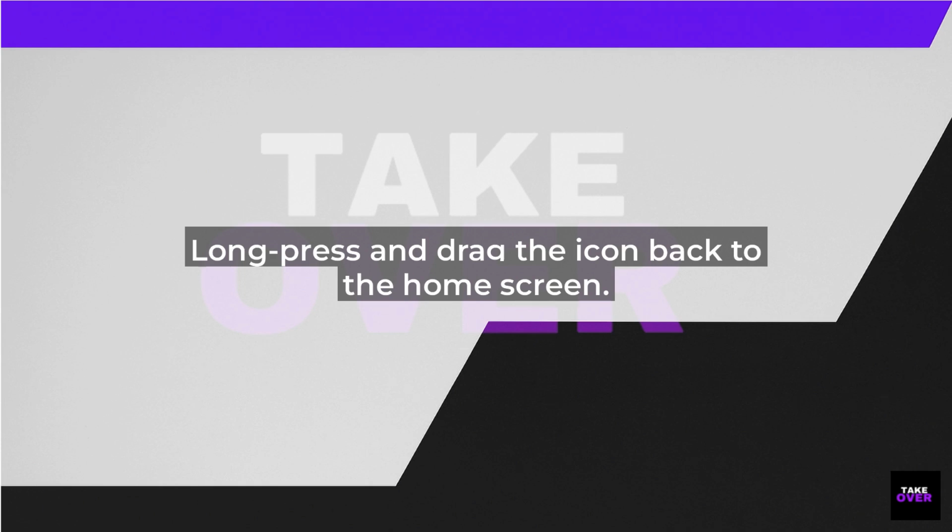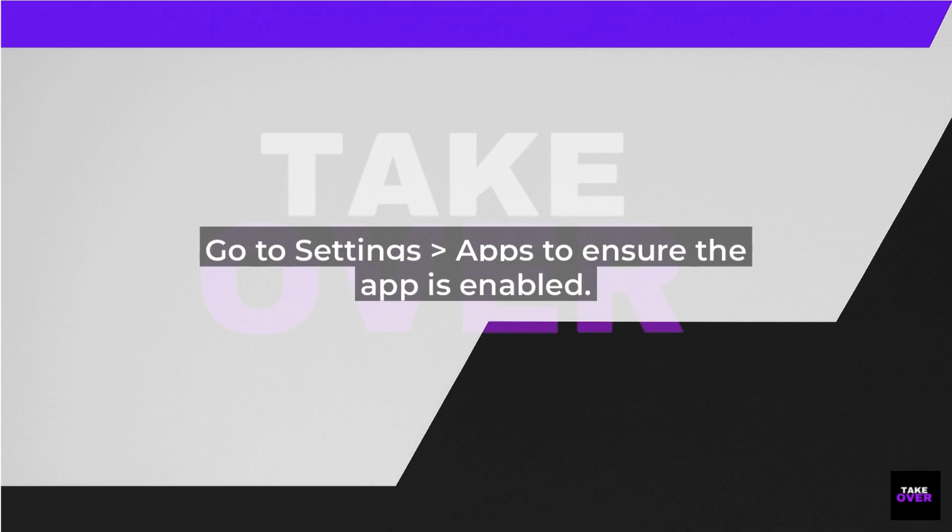Sometimes, apps might be hidden or disabled. To check that, go to your Settings app. It's usually in the app drawer or on your home screen. Scroll down to Apps or Apps and Notifications, then tap See All Apps. Find the app you're missing, and make sure it's enabled. If it's disabled, just tap to enable it, and the icon should reappear.